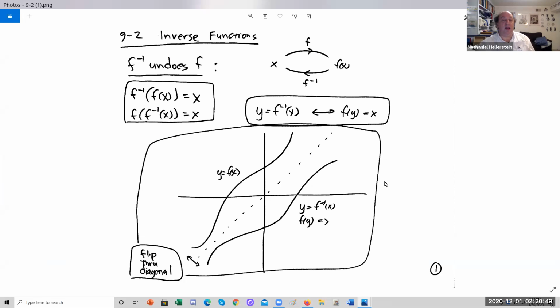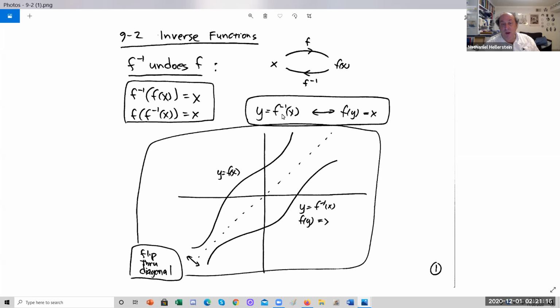This section is about inverse functions. That is, well, it doesn't always exist. The f inverse doesn't always exist, but f inverse written this way undoes f. So whatever x, f was given x, f sends it to f of x, and f of x sends it right back again. So f inverse of f of x is x, and f of f inverse of x is x. So they basically undo each other.